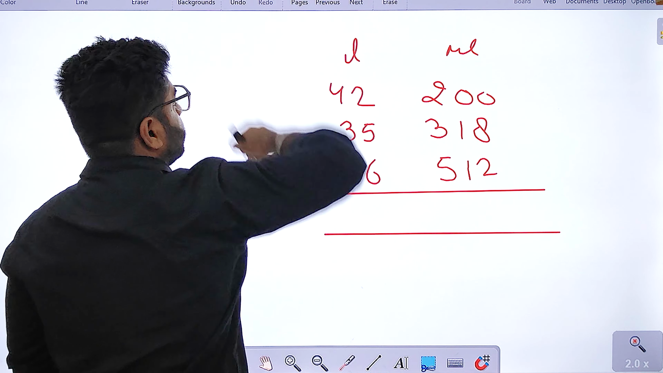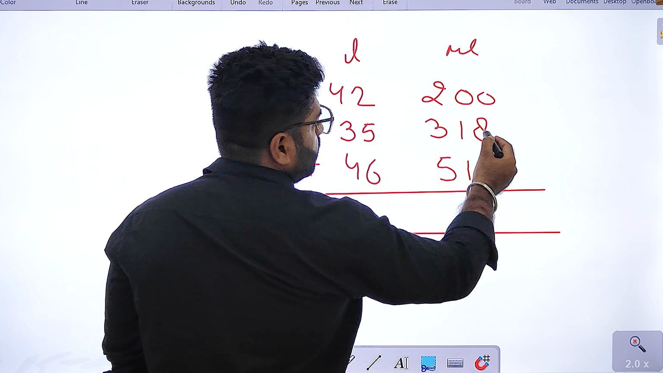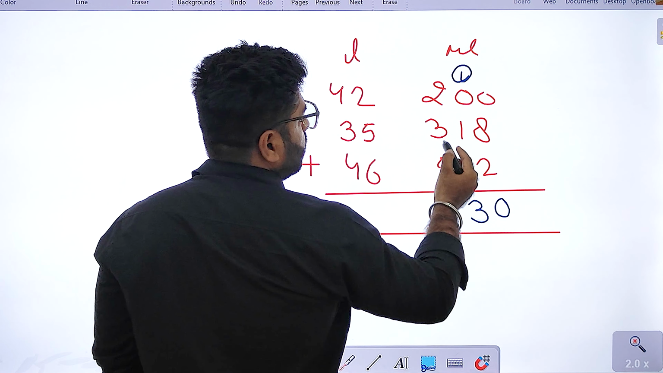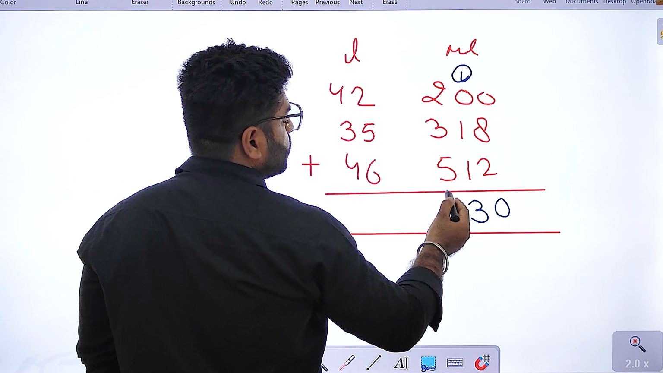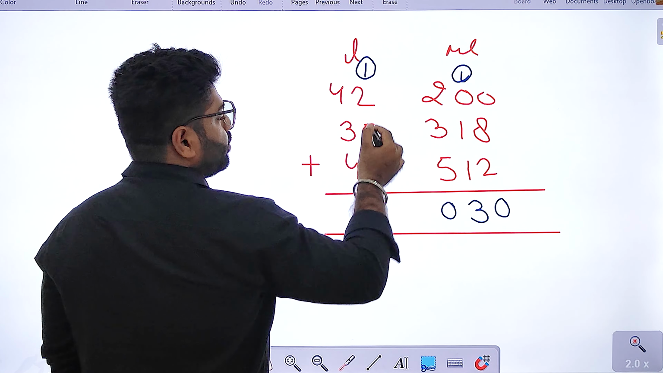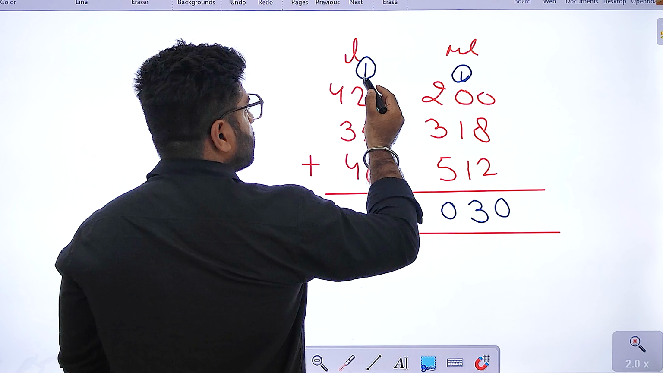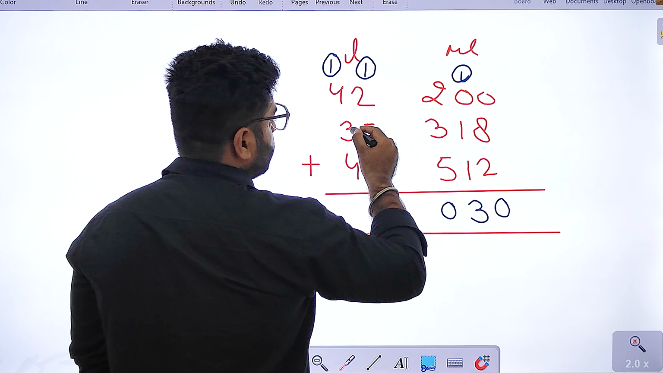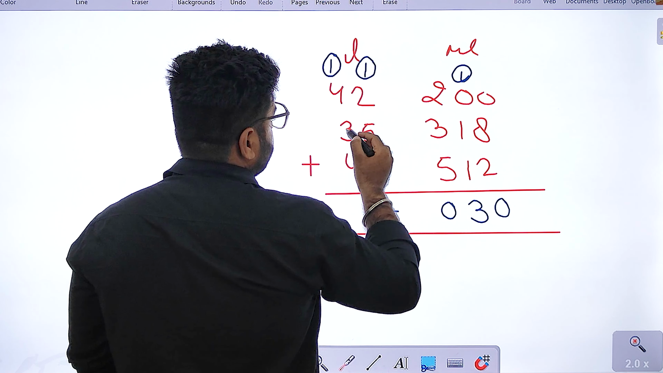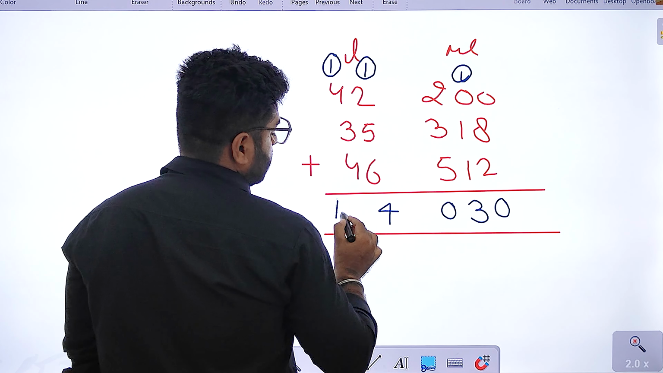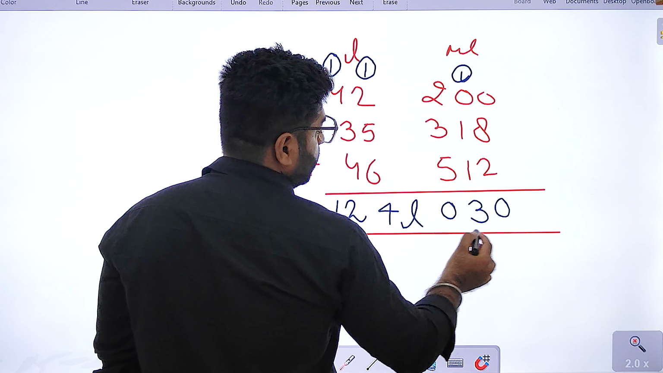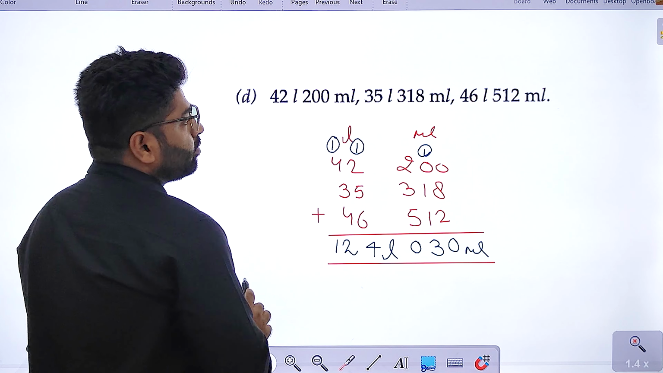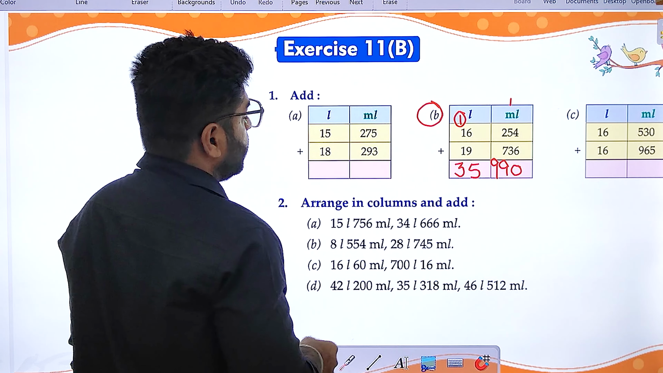Here this is 8 plus 2 is 0, carry 1, 1, 2, 3, this is 3. 5 plus 3 is 8, 9, 10. So 0, we are carrying 1. This is 6 plus 5 is 11, 12, 13, 14, 4. Again carry 1, 4 plus 3 is 7, 4 plus 4 is 8, 9, 10, 11, 12. This is 124 liter and 30 milliliter. Clear? Now move to our next question.